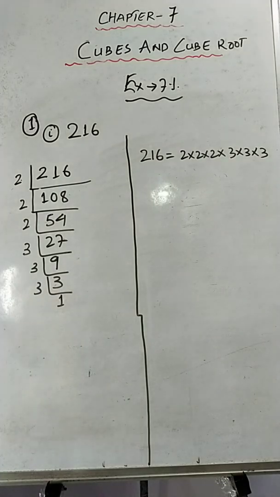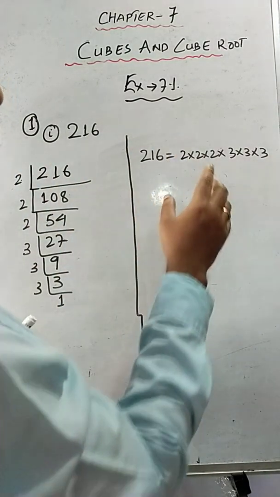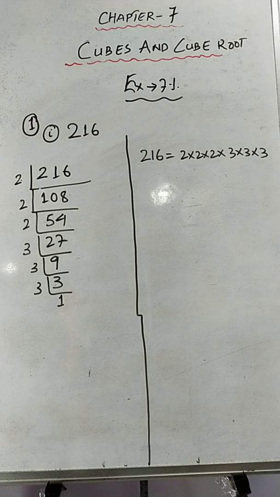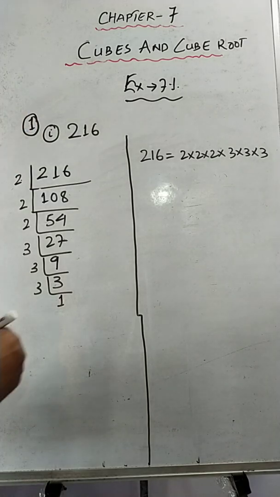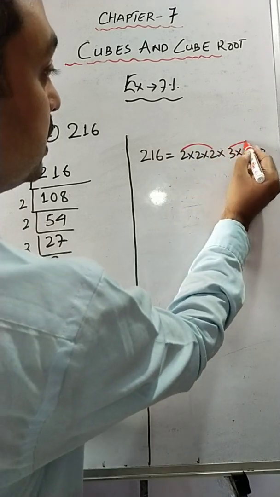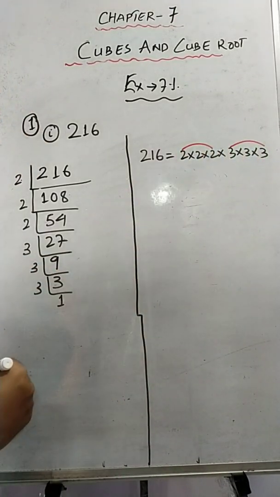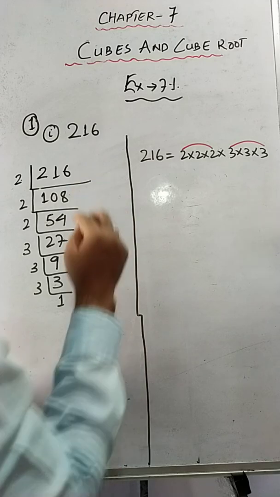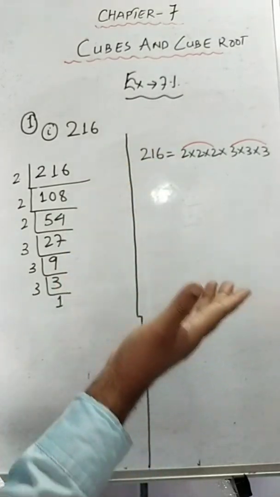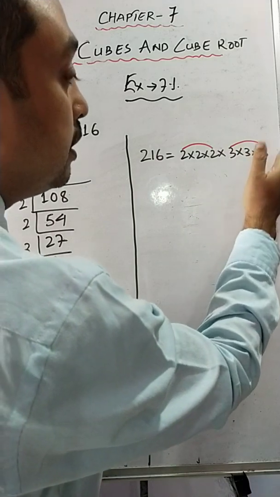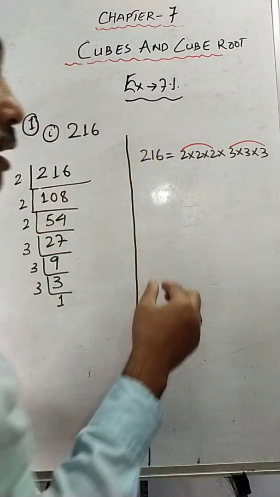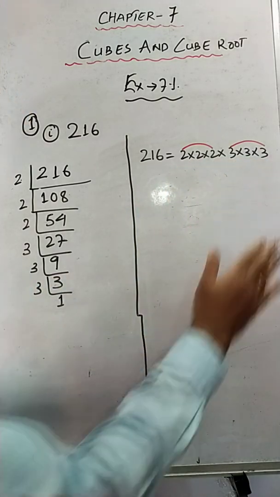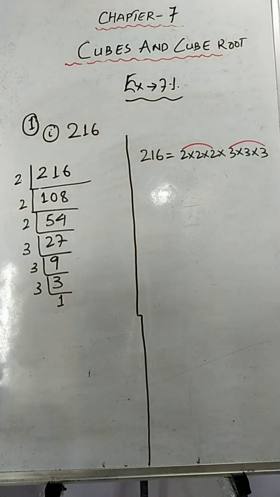Now see very carefully. In the square and square root chapter, what were we supposed to do? We were making pairs, isn't it? But in cube form, to find whether a number is a cube or not, we will go for triplets, that means a combination of 3. If all the prime factors are in triplet form, then the required number is a perfect cube. And if any factor is not in triplet form, then the number is not a perfect cube. In this case, all the factors are in triplet form.